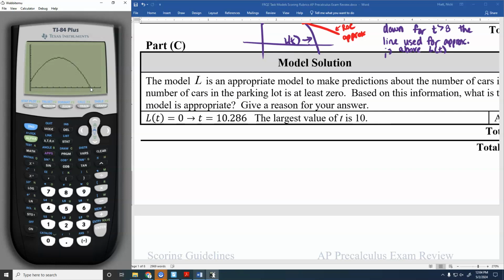Now, if they had asked us, like, what is the largest number of cars this works for, you'd be looking for the y-coordinate of that maximum. It would make sense to round that because you can't have part of a car. But it doesn't really make sense to me to round that time, so I think I would leave it here.